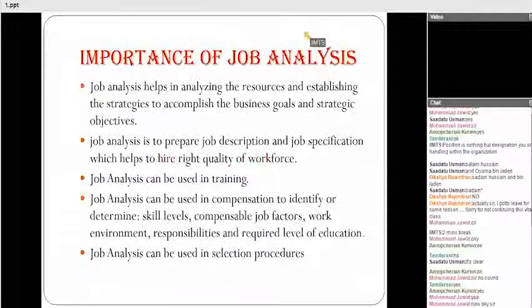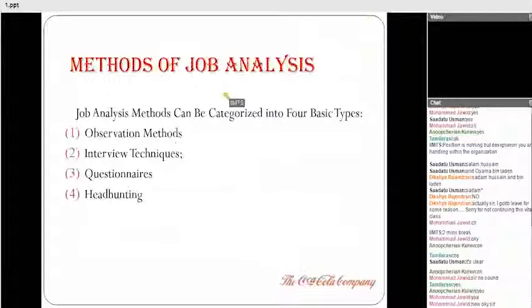The importance of job analysis. Job analysis helps in analyzing the resources and establishing the strategies to accomplish the business goals and strategic objectives. Job analysis is used to prepare job descriptions and job specifications, which help to hire the right quality of workforce. Job analysis can be used in training. Job analysis can be used in compensation to identify and determine skill levels, compensable job factors, work environment, responsibilities and required level of education. Job analysis can also be used in selection procedures.